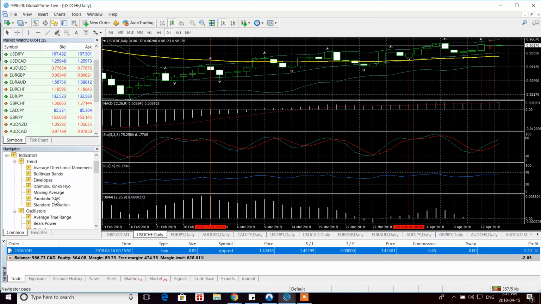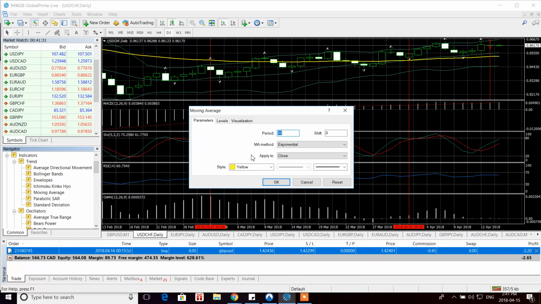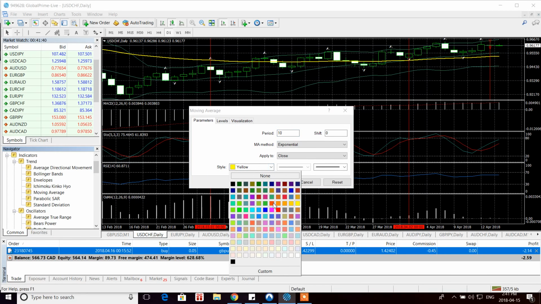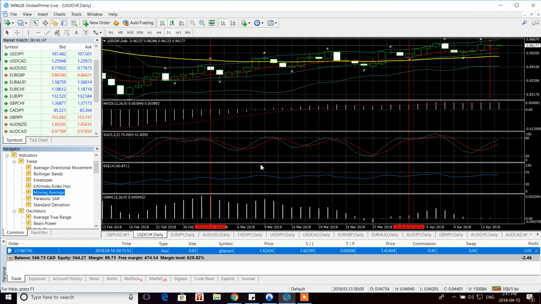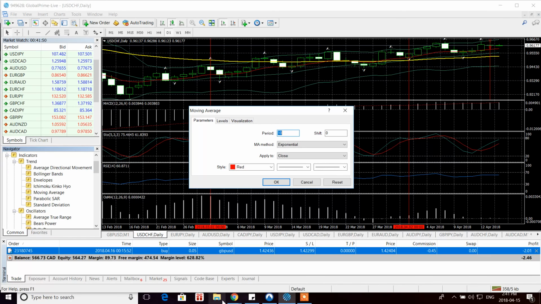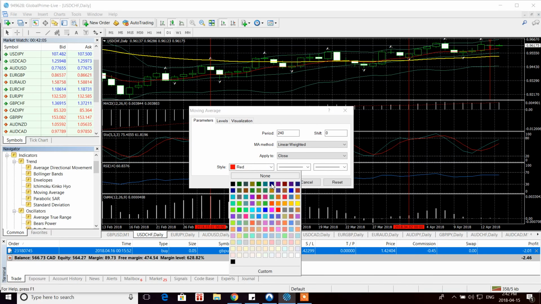Okay, so we're going to go to moving average. Where did that move? There it is. Okay, we're going to turn this one into 100, make it red, and we're going to make this a little bit thinner. Okay. And then one more, and that one is going to be a 240 LMA. 240. And we'll make that one blue.